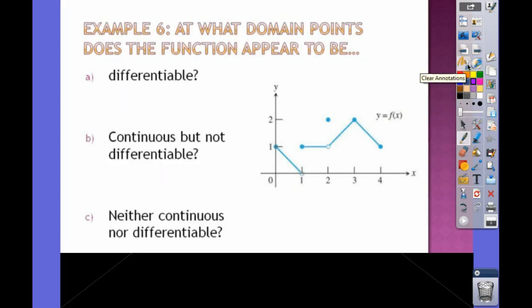So some of my favorite questions then become, at what point in the domain does this function appear to be differentiable, continuous but not differentiable, or neither? So differentiable would be an interval up to two points. So this graph would start at 0 and be differentiable until the jump, which is 1.